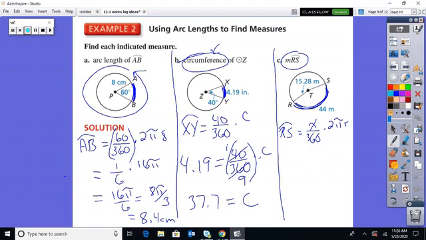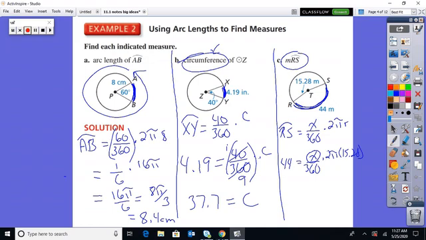All right, so 44 will go here in place of RS. X is in that position now. And then R was 15.28. So 2 times pi times 15.28. All right, so now how do I isolate the variable when it's there?